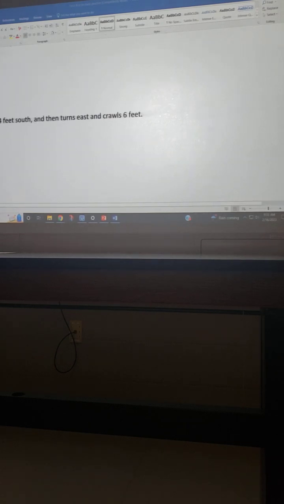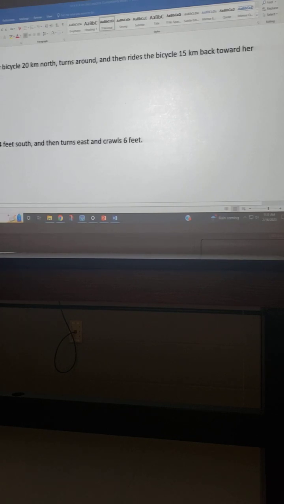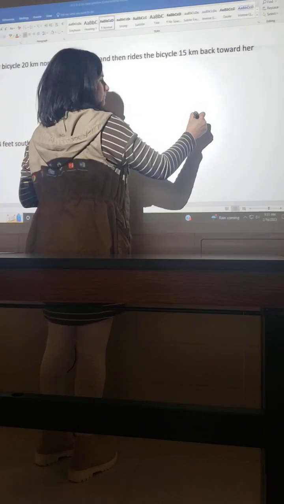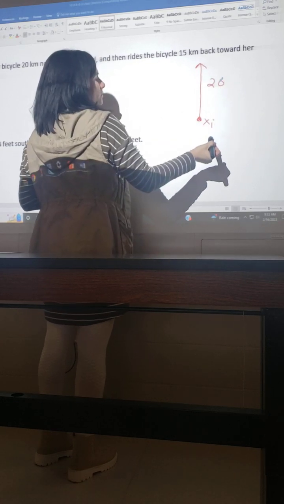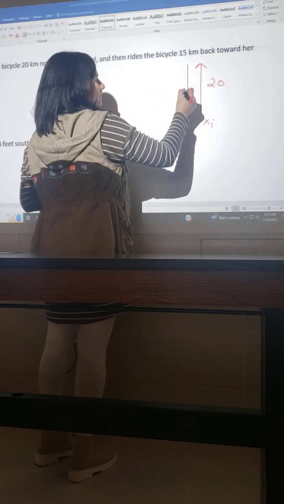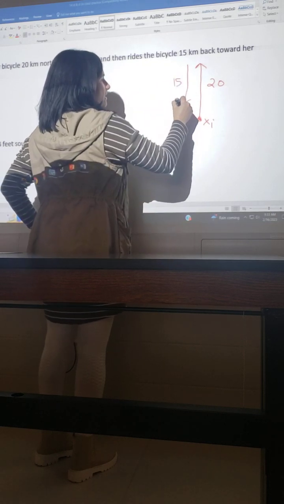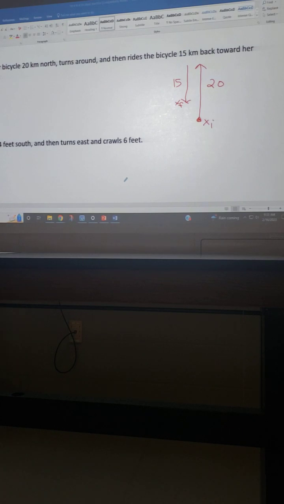All right. Let's look at these last two. So Taylor rides her bike 20 kilometers north, turns around, then rides her bike 15 kilometers back towards her starting point. Starting point, 20 kilometers north, turns around and heads back 15. This is my XF. So what is going to be my distance, Gilbert? Distance would be 35.